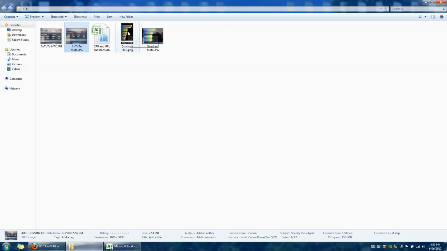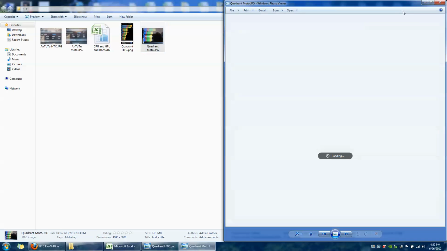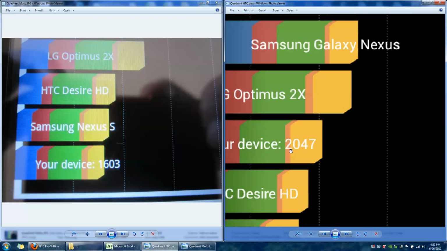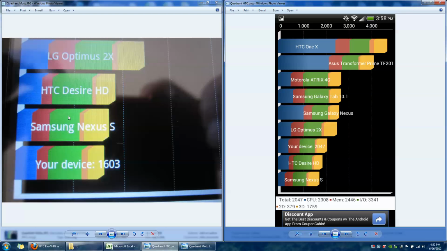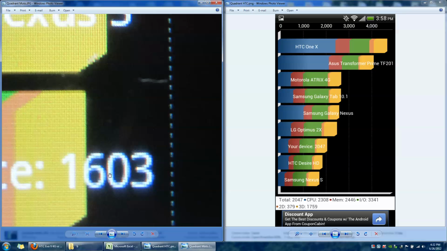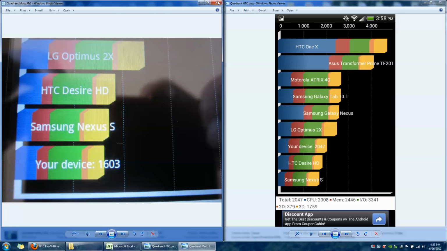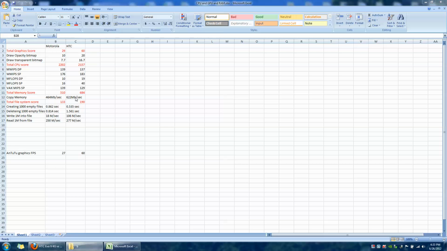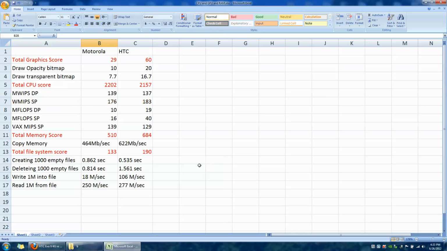Okay, the next application was the Quadrant benchmarking application. On the right side you see the result for the HTC Evo V4G. It scored 2047 and the Motorola Triumph scored 1603. I'm going to close this. And the next application, I forgot what the name was, but this gives a thorough result.